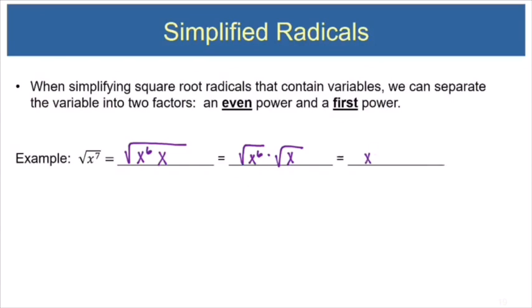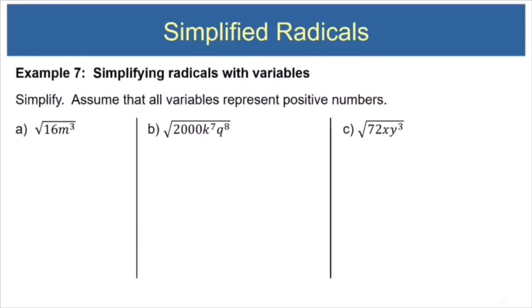So we know it's x to the 3rd, but we're going to put that in absolute value bars to make sure that it's positive, and then it's going to be multiplied by this square root of x, which we can't get out from under the radical. So here is example 7, and let's simplify.